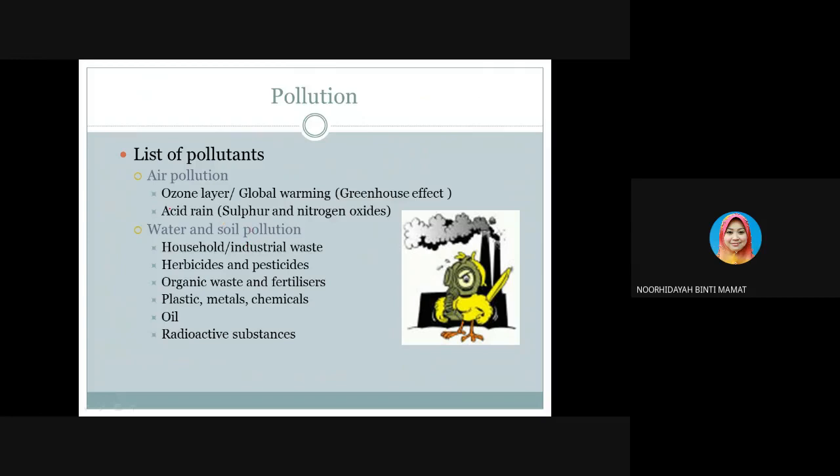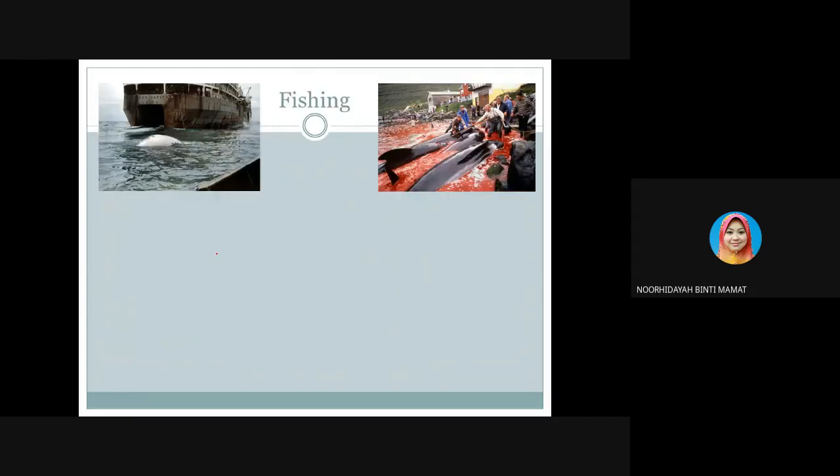For example, air pollutants include the ozone layer issue, global warming and acid rain. The pollutants affecting the air, water and soil include household or industrial waste, herbicides and pesticides or organic waste and fertilizers, plastic, metal, chemicals, oil and radioactive substances. So this is the list of pollutants that affect humans and wildlife.